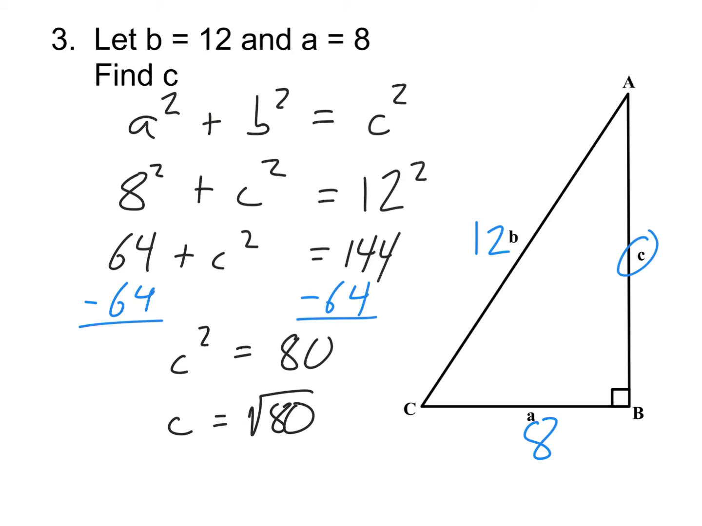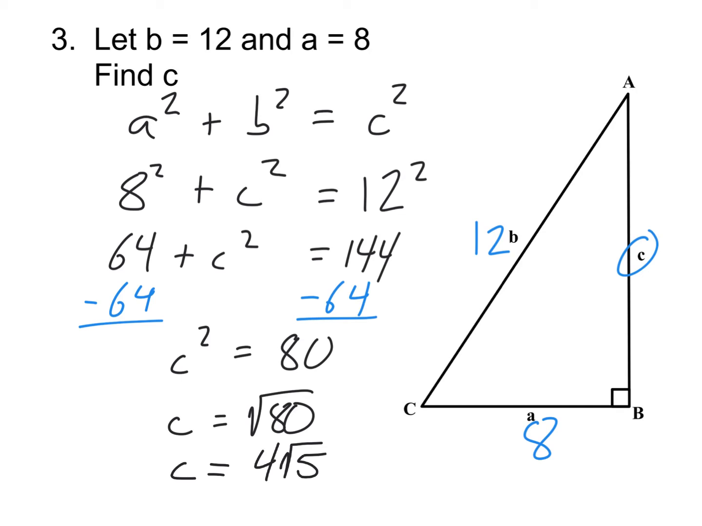Now, once we get C equals root 80, I actually don't want to leave my answer that way. There's two different ways we can give our answer here depending on which way we're trying to do it. The first way is the exact form. The exact form of root 80 is the simplified form, the simplified radical. So the biggest perfect square that goes into 80 is 16. The square root of 16 is 4. So I could write it as 4 root 5.